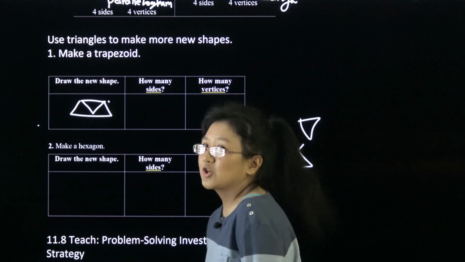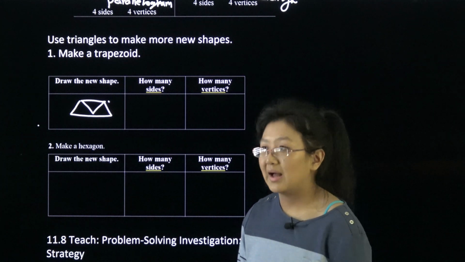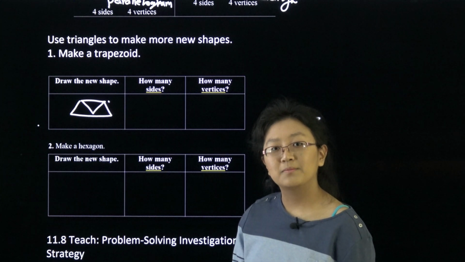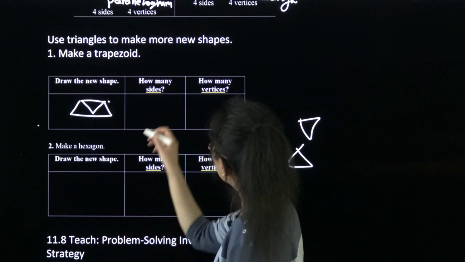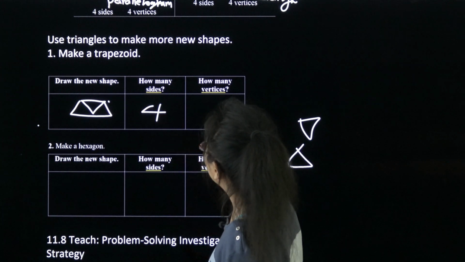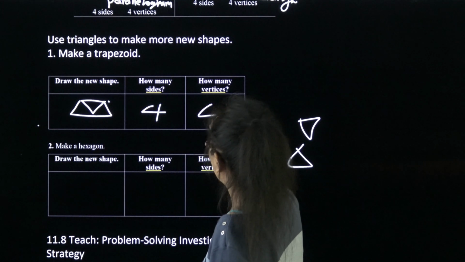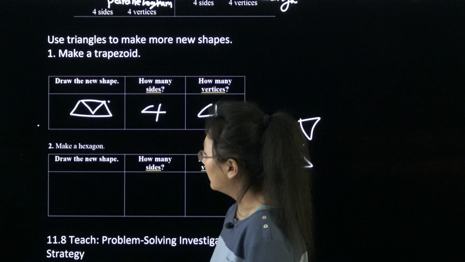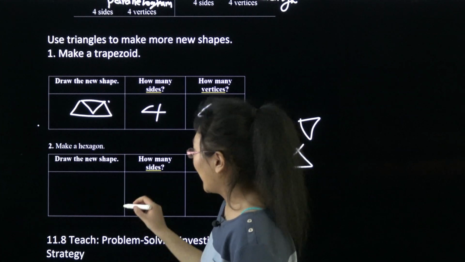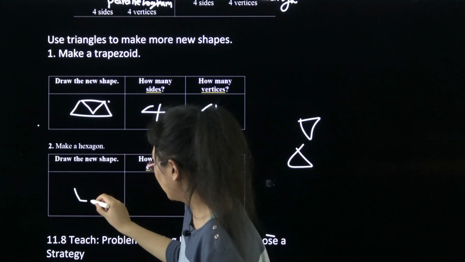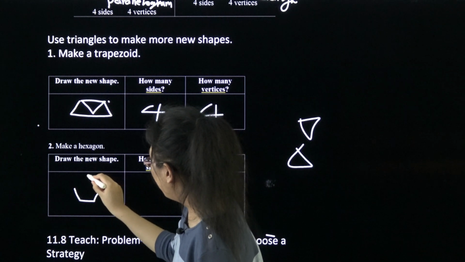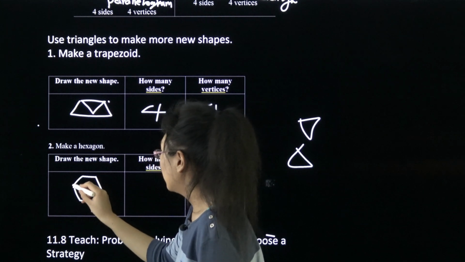So how many sides are in a trapezoid? Well, a trapezoid is one of those shapes with 4 sides. And since the number of sides is equal to the number of vertices, there's also 4 vertices. So the second question is for us to make a hexagon. And hexagons have 6 sides because hexa stands for 6.